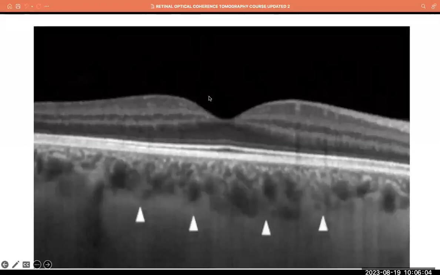E is the external limiting membrane. The first O is the outer nuclear. The second O is the outer plexiform. The first I is the inner nuclear. The second I is the inner plexiform. The G is the ganglion cell layer. N is for nerve fiber layer. And I is for internal limiting membrane. So RPE OOIIGNI. So I hope that's clear.